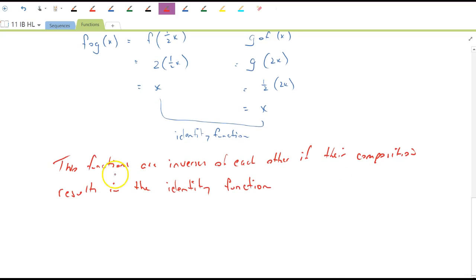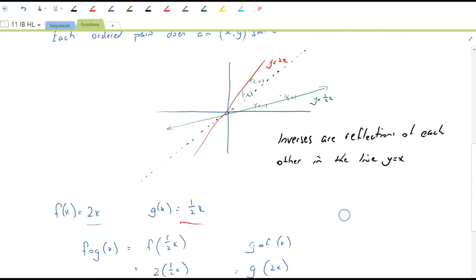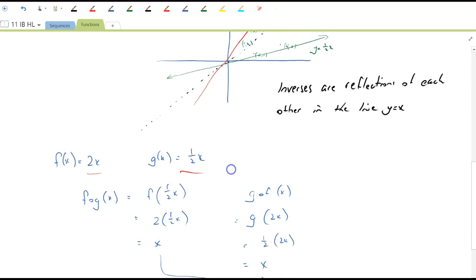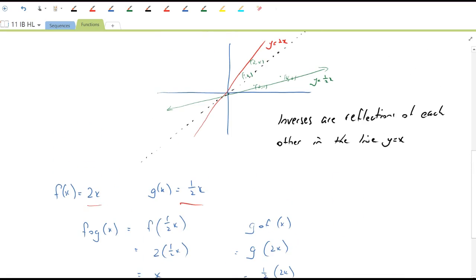just going back into this definition. So the two functions are inverses of each other if their composition results in the identity function as seen here. So 2x and a half x, we've already identified that they are inverses of each other through our xy switch here, and taking the compositions results in the identity function. So that's a feature of identity functions.